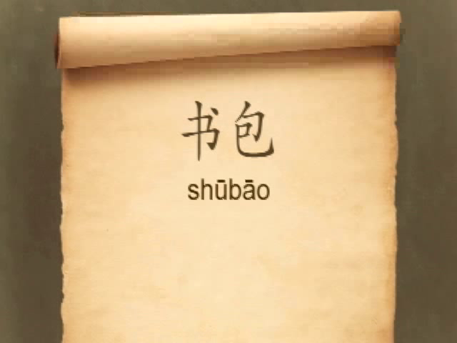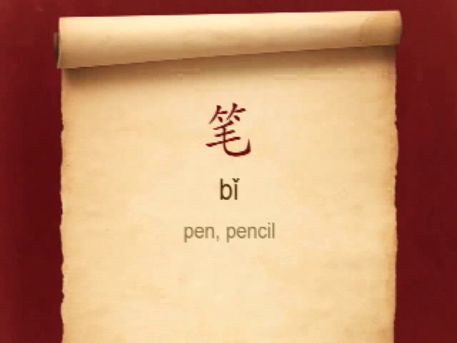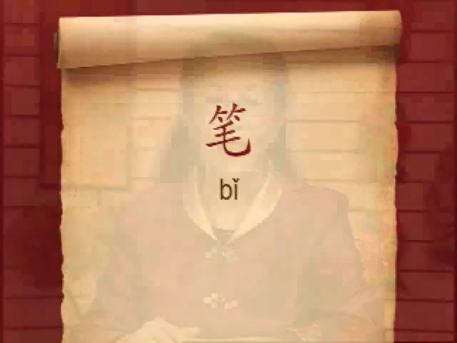The word for pen or pencil is 笔. 笔 is said with the third tone. Say it with me three times. 笔 笔. Very good. Sometimes you'll be asked if you know something. The word 知道 means know.